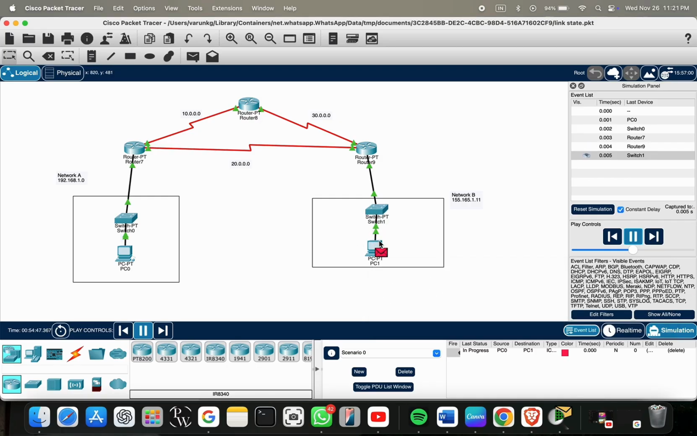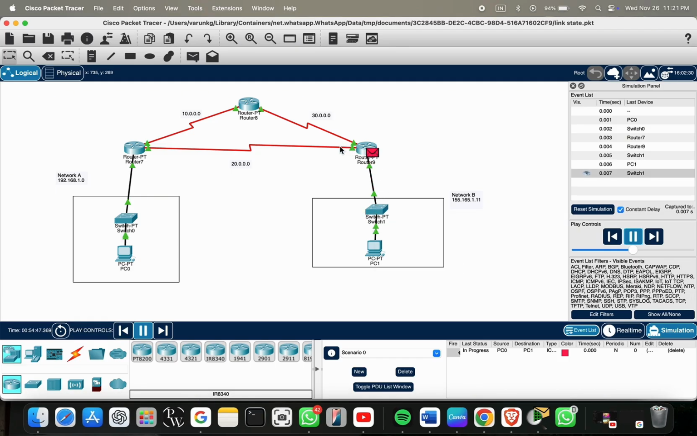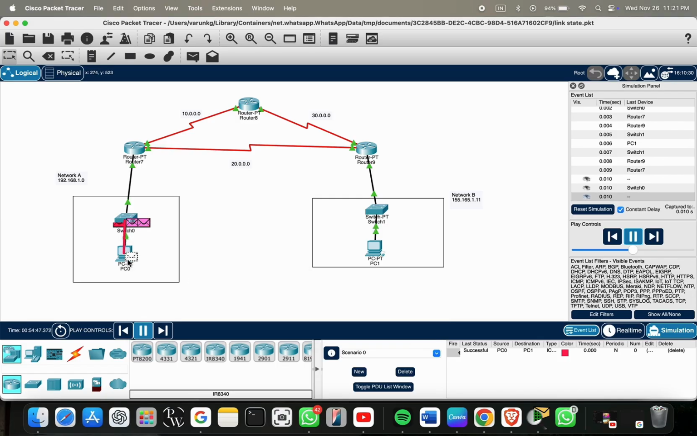Now it is receiving the acknowledgement. The acknowledgement is coming back from switch to router, from router 3 to router 1. From router 1 it is going back to the switch, and from the switch it will again come back to PC1. This is, as you can see, successful here; it is successfully done. This is OSPF, a link state routing protocol.